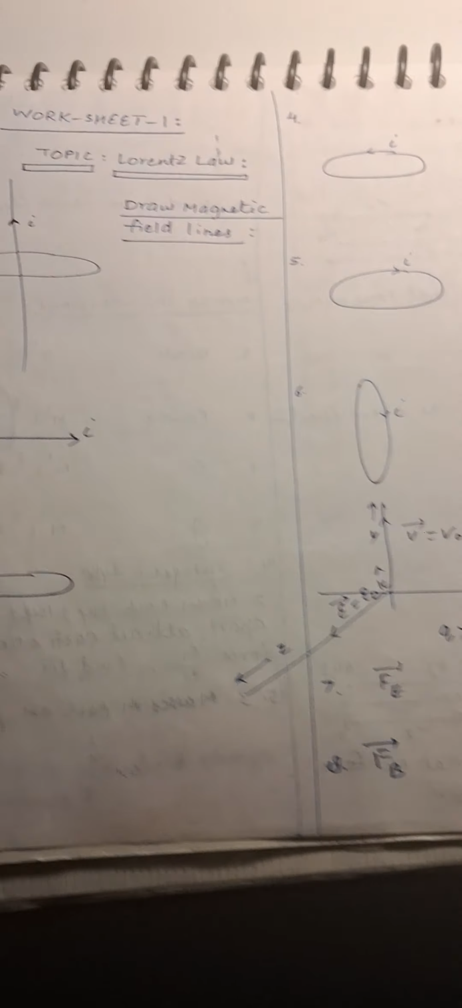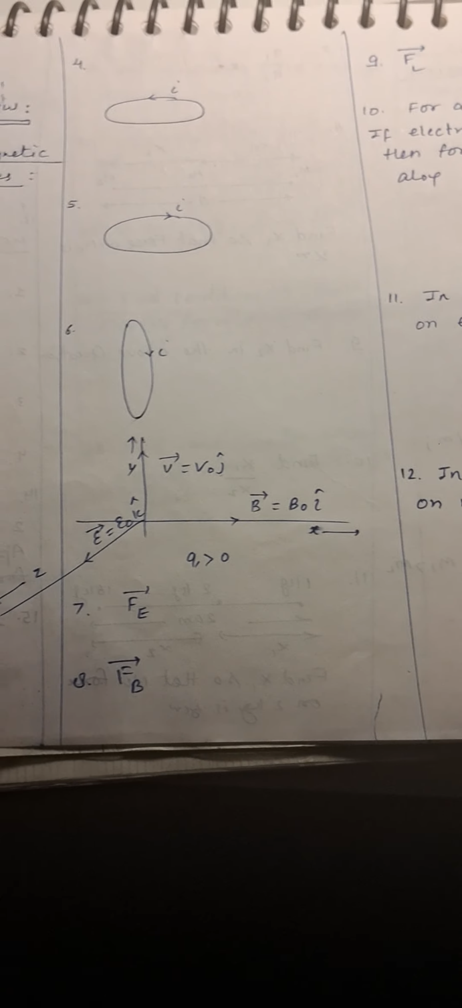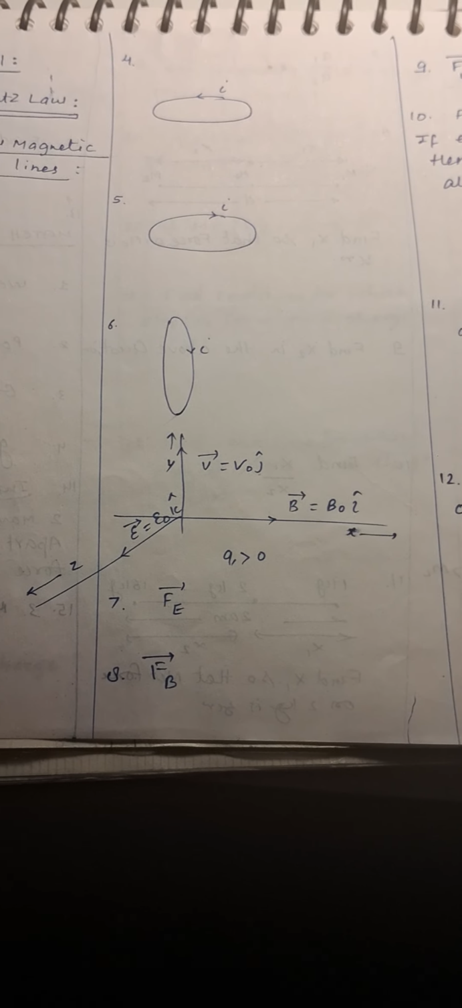Then we have the worksheet on the Lorentz force. So here is the magnetic field lines to draw them out. The Lorentz force and the magnetic field lines for these. You can solve these out. The forces on electrons, the magnitude of force, direction, etc.